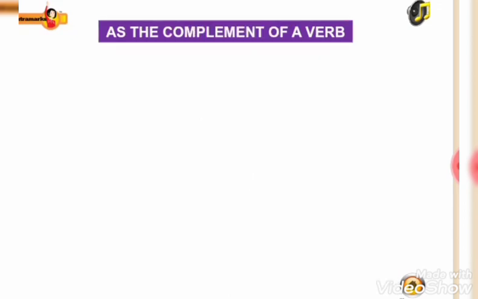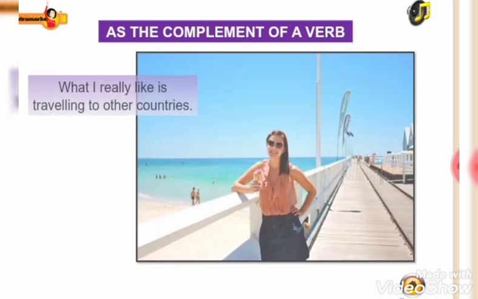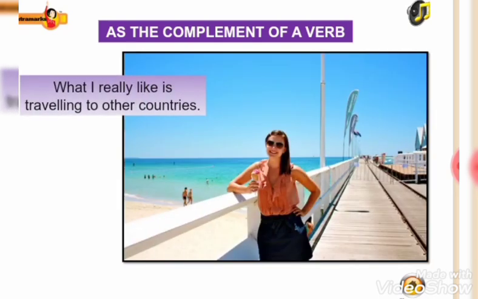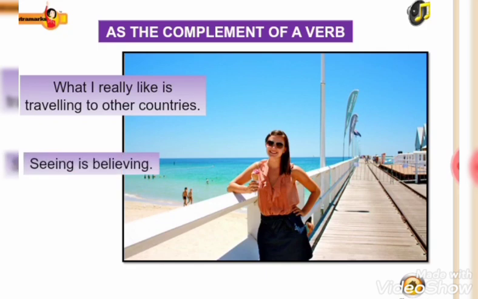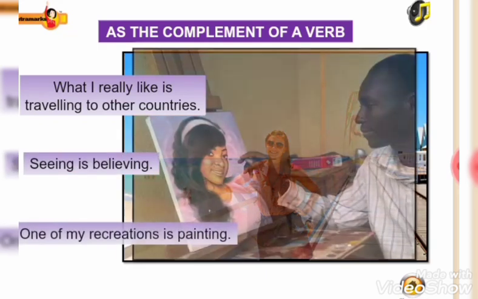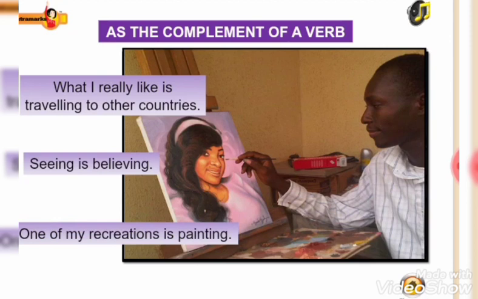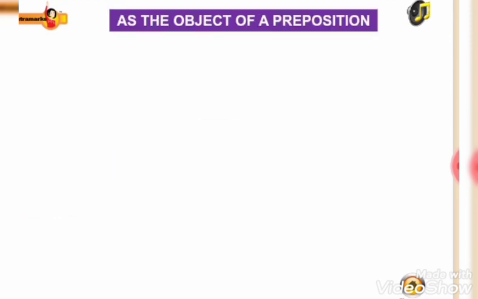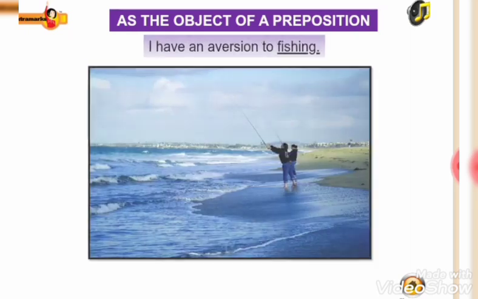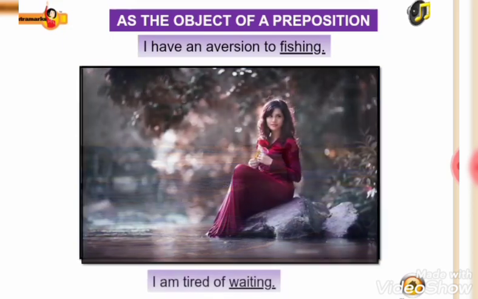The gerund is used as the complement of a verb. For example, what I'd really like is traveling to other countries. Seeing is believing. One of my recreations is painting. The gerund is used as the object of a preposition. For example, I have an aversion to fishing. I am tired of waiting.